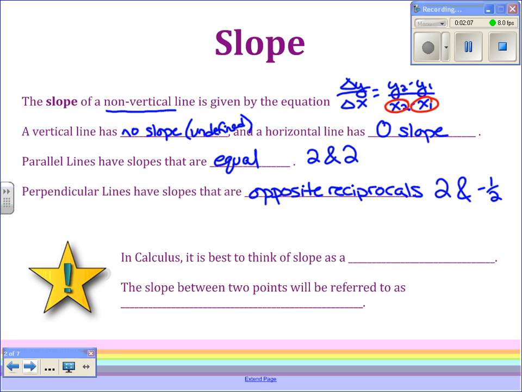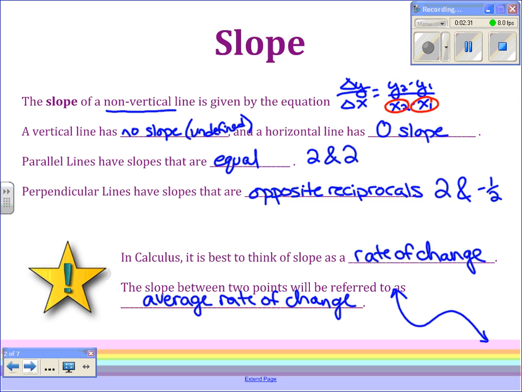In calculus, it's best to think of slope as a rate of change. So how is something changing over time? The slope between two points will be referred to as the average rate of change. How are these two things any different?